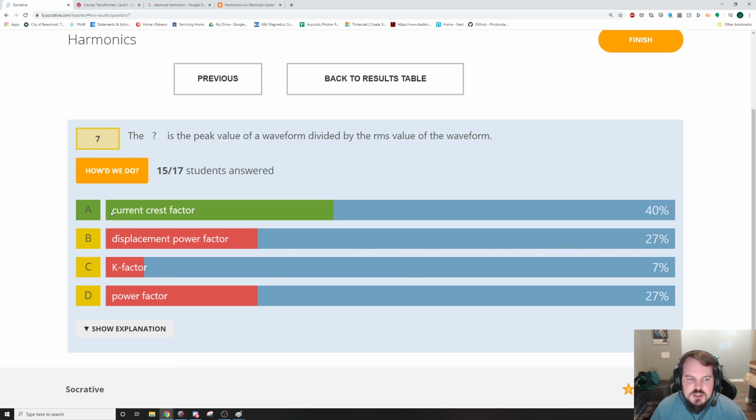Current crest factor is actually something we've dealt with before, but we haven't ever called it a name. If you remember, whenever you have the peak and the RMS voltage, that would be the multiplier, or the thing you divide the peak by to get to the RMS. That's the current crest factor. That's what that 1.414 is, or the multiplier of 0.707. That's the current crest factor.